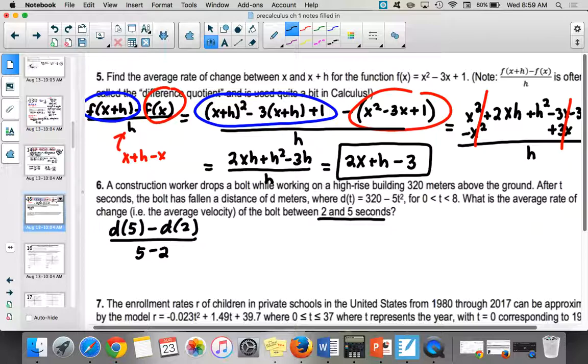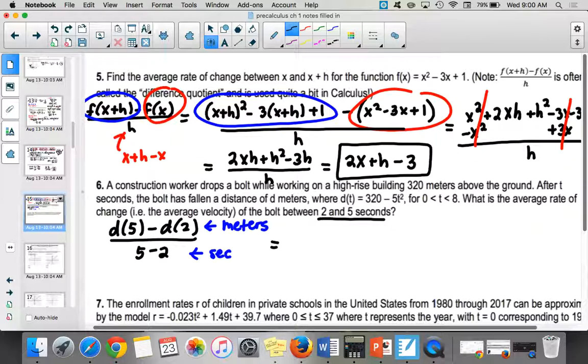Distance is on the numerator. What units was distance in? Meters. Yeah, right here. Meters. What about the bottom, the 2 and 5 seconds? So we have meters on top and seconds on the bottom. So what's meters per second? That's a velocity. That's like a speed, right? Like miles per hour, meters per second. So that's why it ends up being the average velocity.